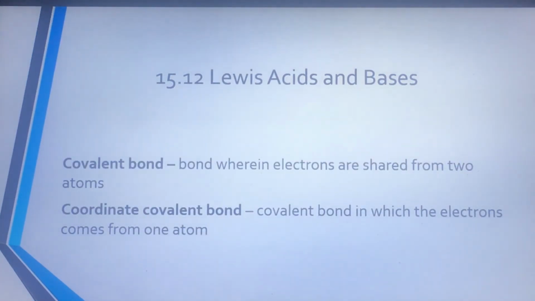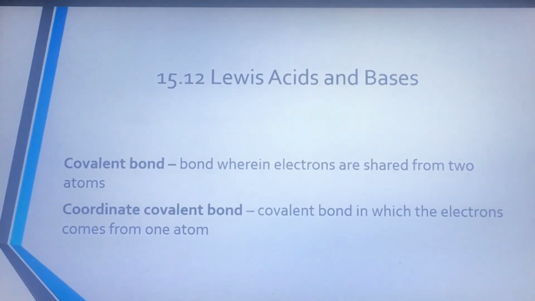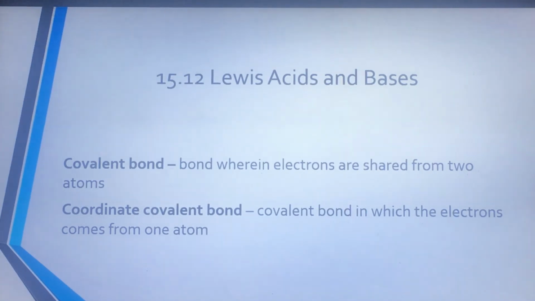So this is just the definition. Again, a covalent bond is one wherein electrons are shared from two atoms, one electron each. A coordinate covalent bond is a covalent bond in which the electrons come only from one atom or one molecule, just like NH3 with BF3.